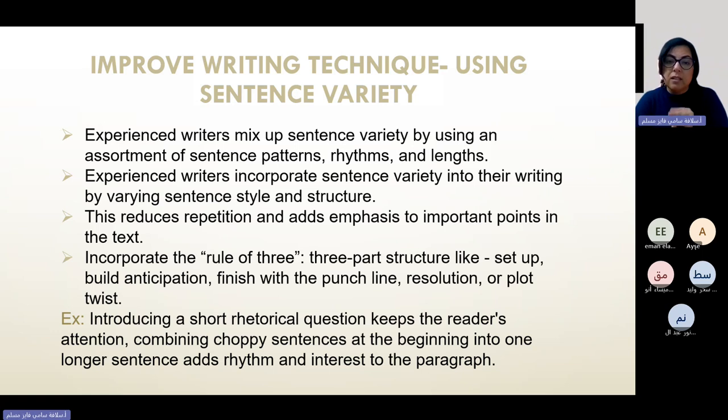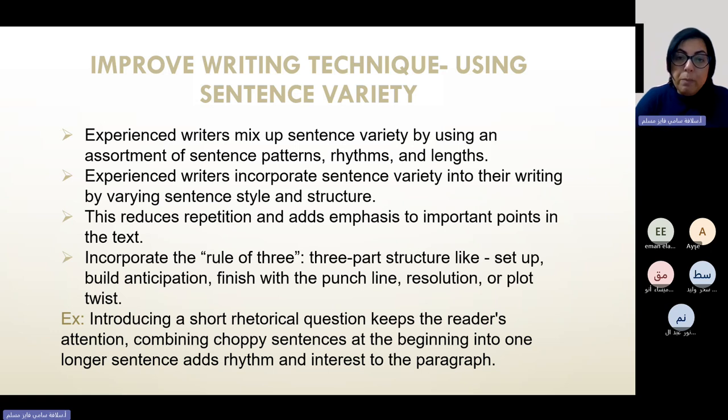A complex sentence is composed of two independent clauses. Okay? A compound sentence is composed of one independent clause and two or more dependent clauses. And a compound-complex sentence is a sentence that has an independent clause plus a compound sentence. Okay? It has two independent clauses and more than one dependent clause.